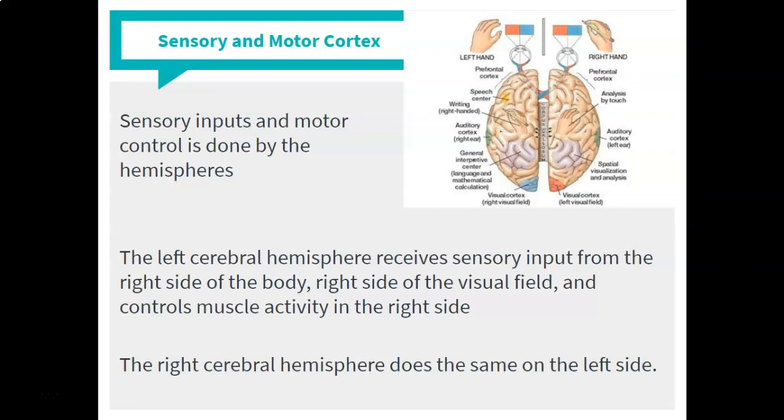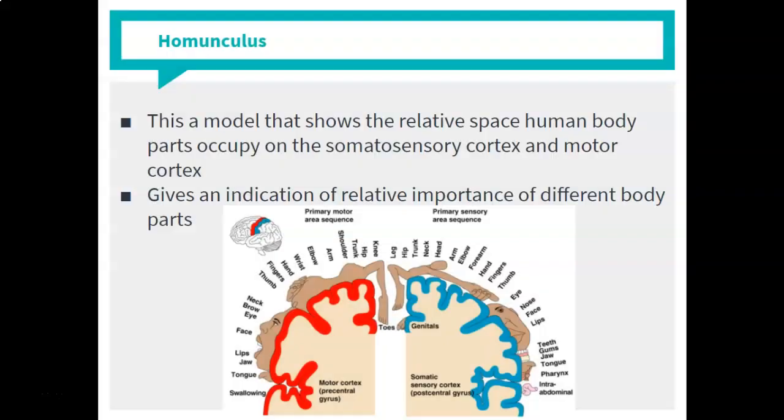And then, if you didn't know this, sensory input and motor control is done by the hemispheres. So the left hemisphere receives sensory input from the right side of the body and the right side of the visual field and controls muscle activity in the right side, whereas the right hemisphere controls all of the left side. So it does the opposite side, right? Left controls right, and then right controls left.